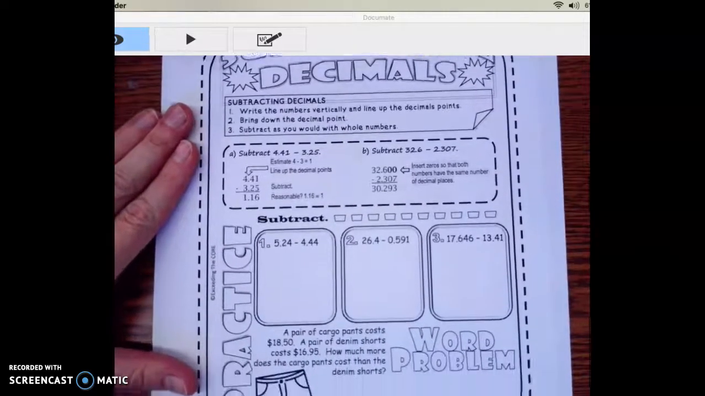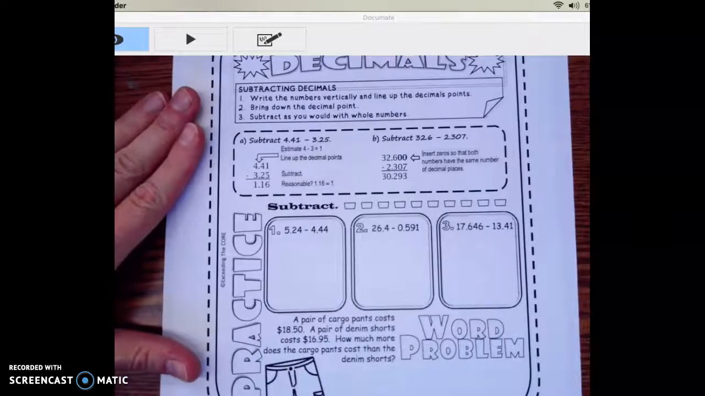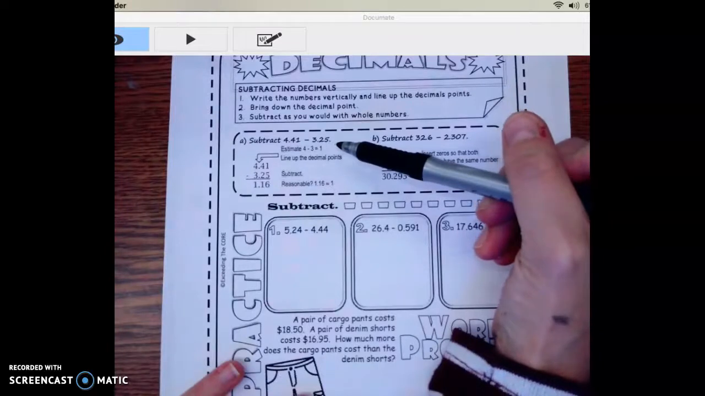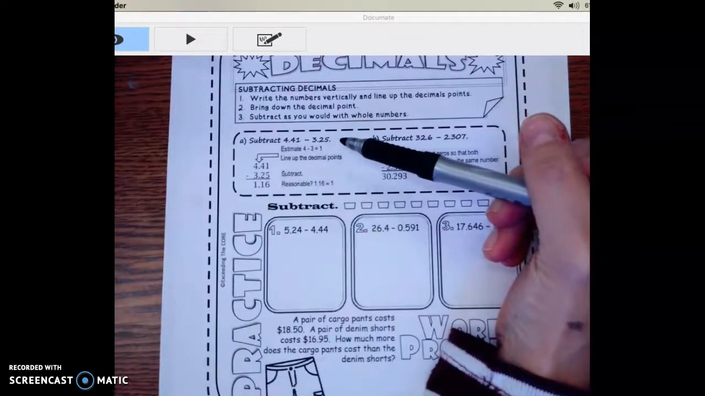It has my steps up here at the top of my page on what I'm going to do when I subtract decimals. First, just like with adding decimals, I'm going to write my numbers vertically and line up the decimal points. Then I'm going to bring down my decimal point to the bottom in my answer. Finally, I'm going to subtract, just like I would if it was a whole number. It's also putting in our estimation step here, as you see in the example problem. That way I know that my answer makes sense or is reasonable.